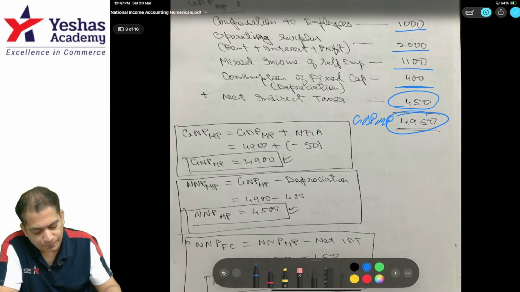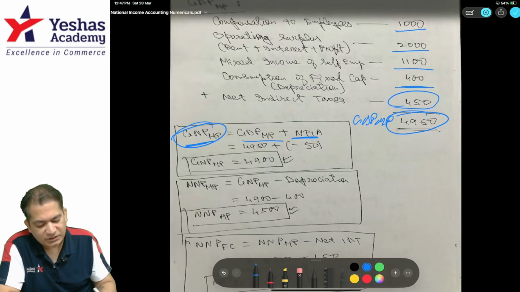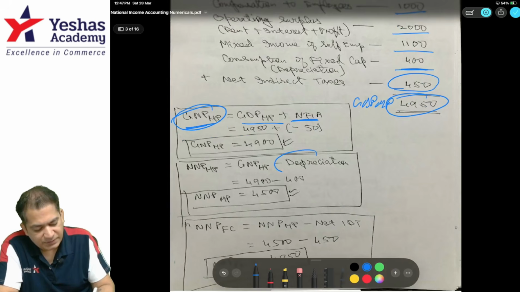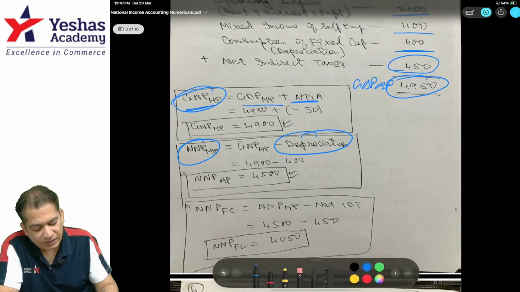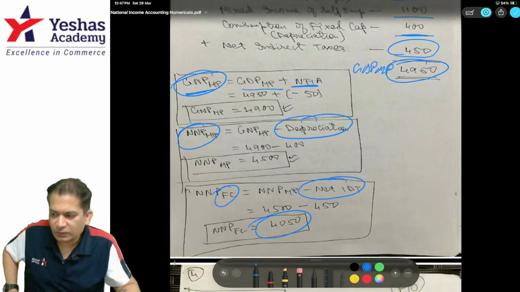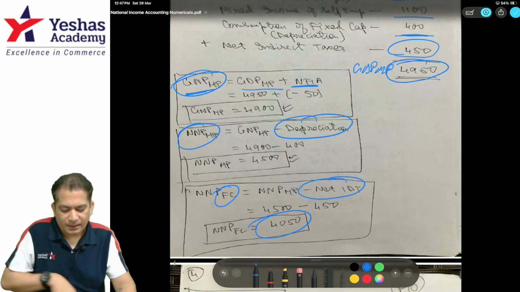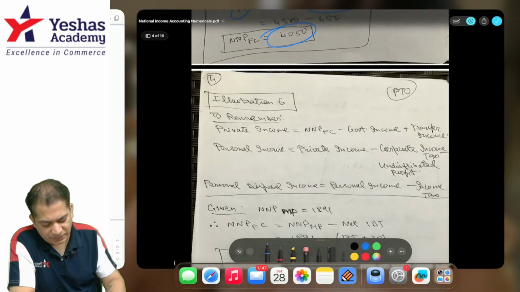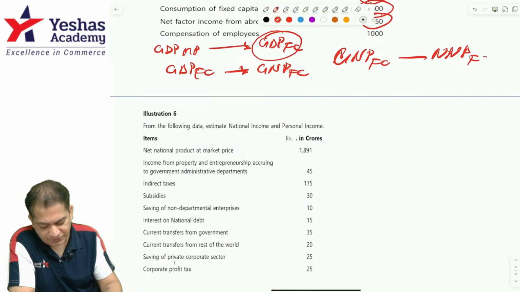You can see here, at market price we added NFIA, so it becomes gross national product. Then we deducted depreciation, so it becomes net national product, gross to net. And then deduct net indirect taxes, market price becomes factor cost. 4050 would be your answer. Clear? Now let's see question 6, what they've asked in question 6.